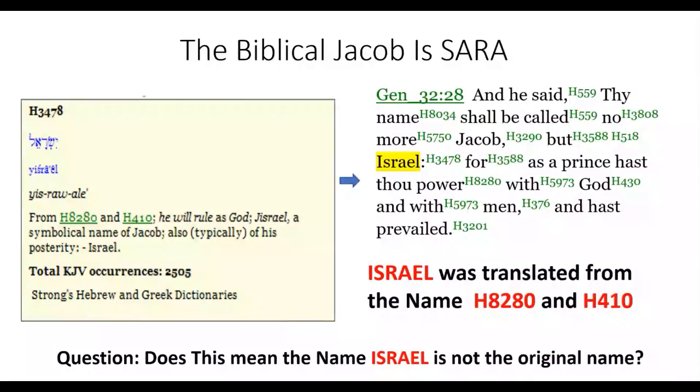As you can see on the screen, on the left we have a portion that comes from the Strong's Dictionary, and on the right we have writing that comes from the King James Version Bible. So we're going to be matching the numbers that you see on the screen here and comparing them to see what relations they have with each other.